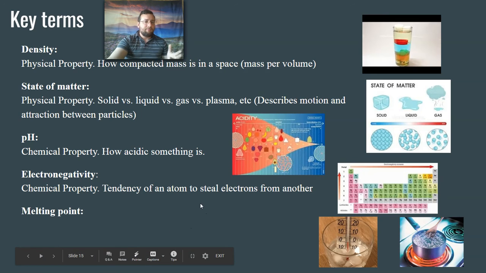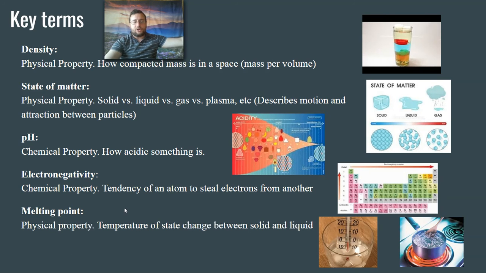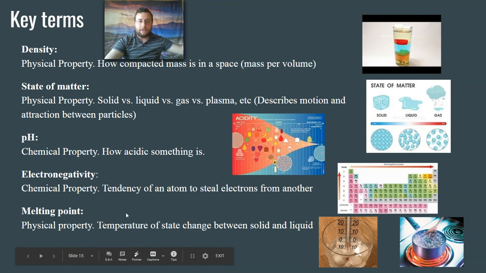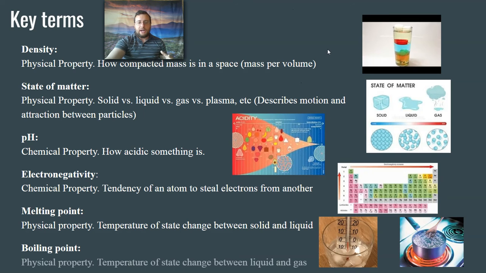The melting point. Can you talk about that without the need of another chemical reacting to it? Absolutely. That just has to do with the temperature at which the state changes between solid and liquid. So it's going to be a physical property. And last but not least, we have the idea of boiling point. Again, that has to do with the temperature at which the material changes between liquid and gas. And again, a physical property, because you don't need to relate it.